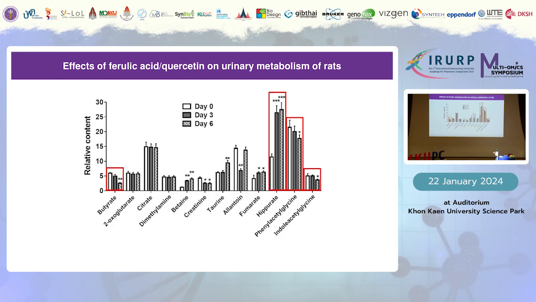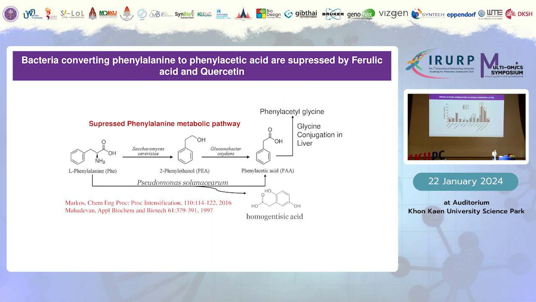So perhaps this one is easy to read. We can see that either using quercetin or ferulic acid, we see the reduction of butyrate and particularly the increase of hippurate, phenylacetylglycine and indole acetylglycine. So how are we going to explain these changes?